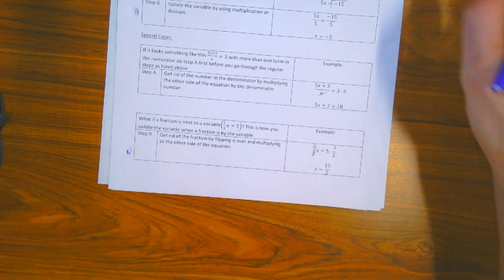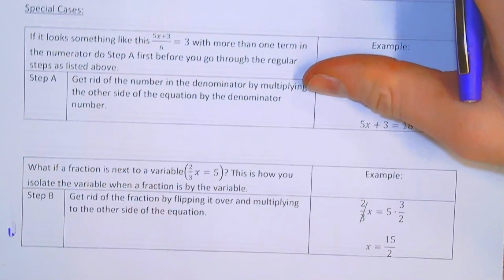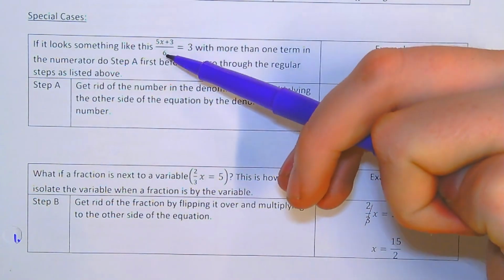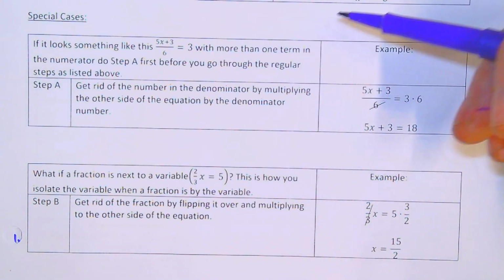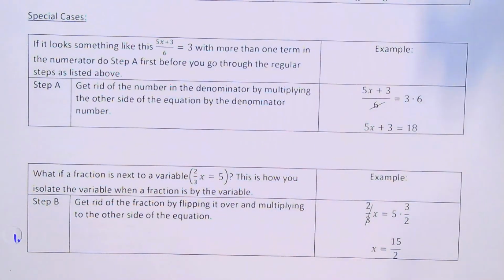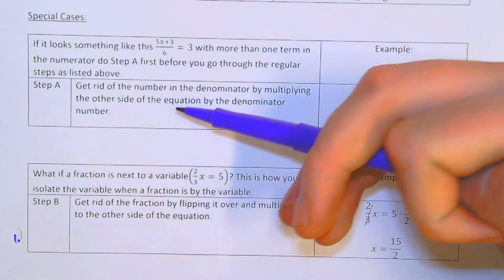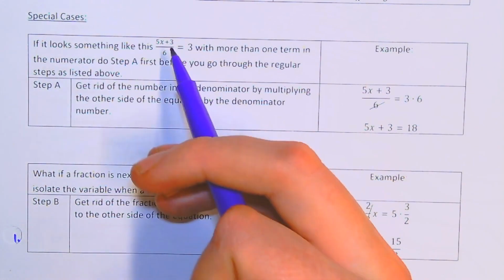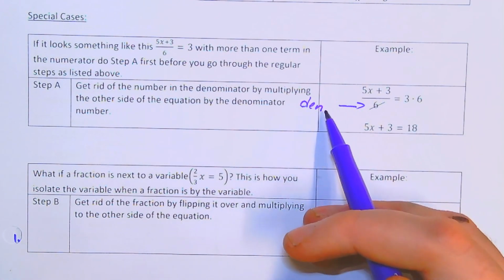So, here's a couple of special cases for us to look at as well. If it looks something like this, so you guys can kind of see, there is division going on here. 5x plus 3 over 6 equals 3. With more than one term in the numerator, do step A first before you go through the regular steps as listed above. Get rid of the number in the denominator by multiplying the other side of the equation by the denominator number. So what is our denominator number? Well, that's just 6.